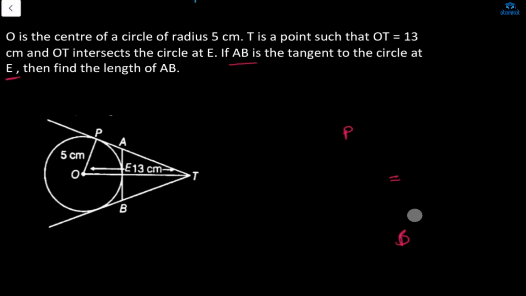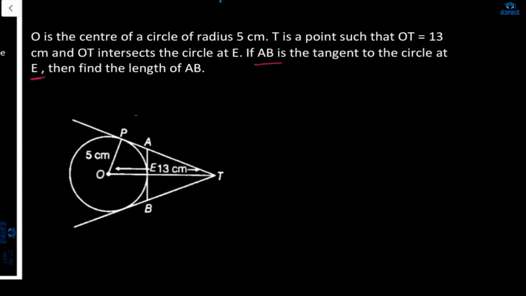Now I'm writing the proof here. What is said here? You have to find the length of AB. Any suggestion, Sophia? How can we find the length of AB? See, this point A is lying outside the circle, so AP and AE will be the tangents, and AP will be equal to AE. If we find AP, we can get the value of AE.